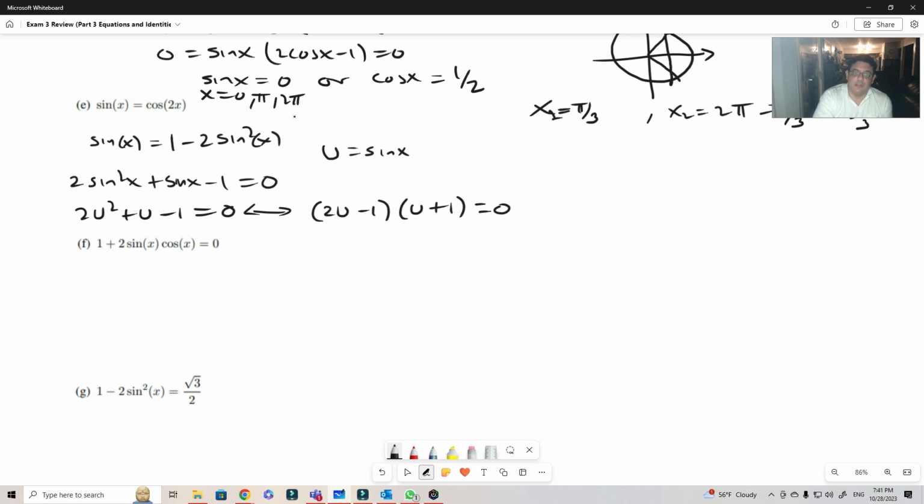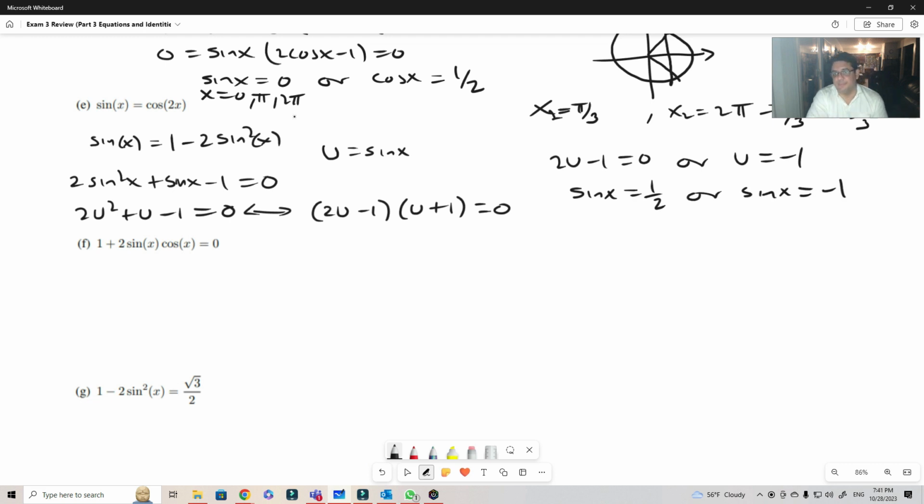Okay, so once I have this product equals 0, then I'm going to have essentially 2u minus 1 equals 0, or u equals minus 1. Getting back to what u really is, this means that sine of x should be equal to 1/2, or sine of x should be equal to minus 1. Okay. So now I can go for the points where this happens.